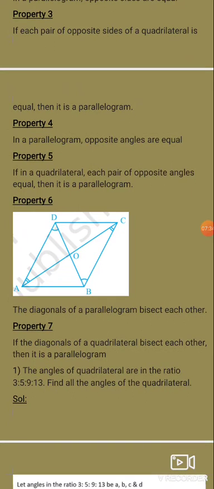The next one, the converse of that: if the diagonals of a quadrilateral bisect each other, then it is a parallelogram.